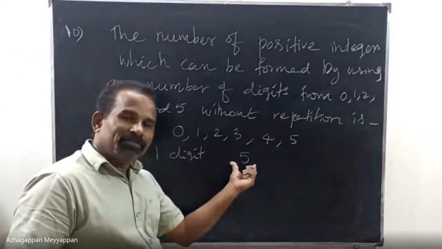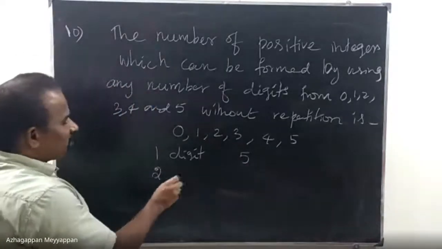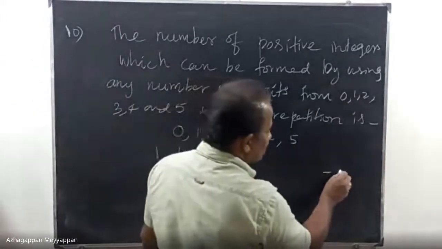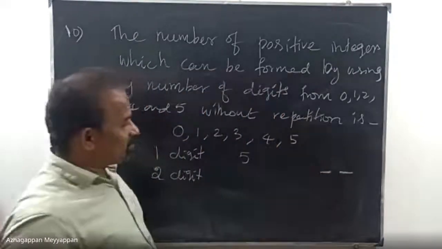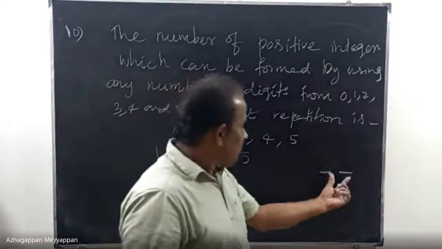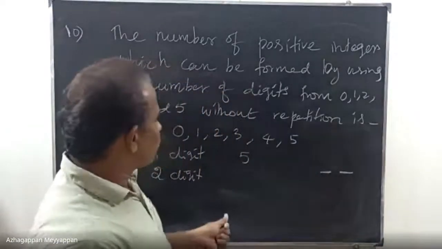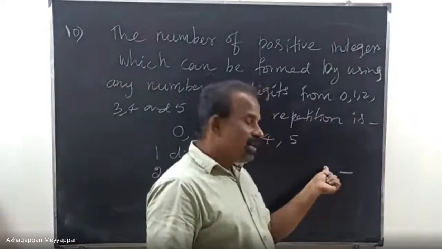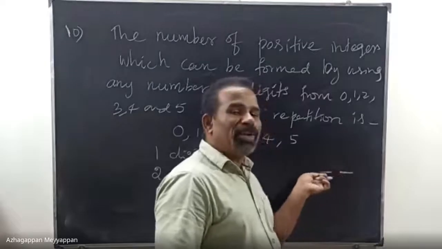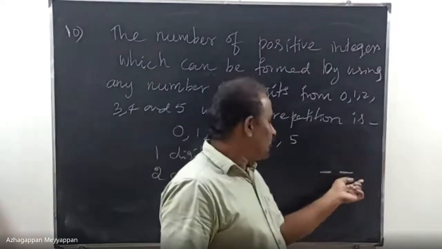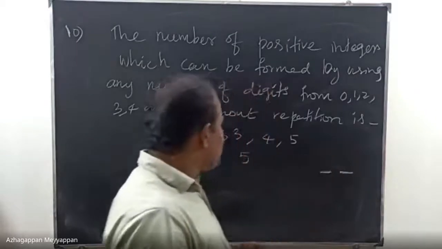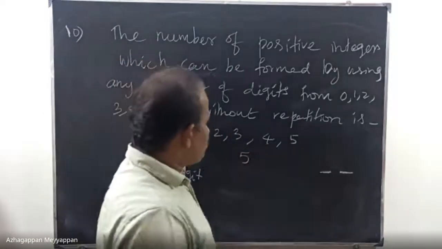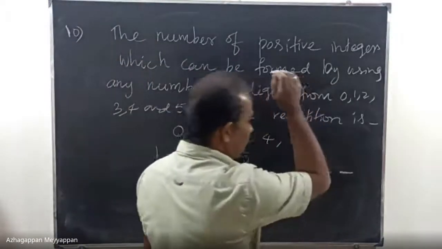How many 2 digit numbers can we make? You have to take 2 lines like that. For the first digit, what are the possibilities? 0 definitely will not come here. If 0 comes here, it will not be a 2 digit number. Therefore, what are the possibilities? 1, 2, 3, 4, 5. There are 5 possibilities for the first digit.